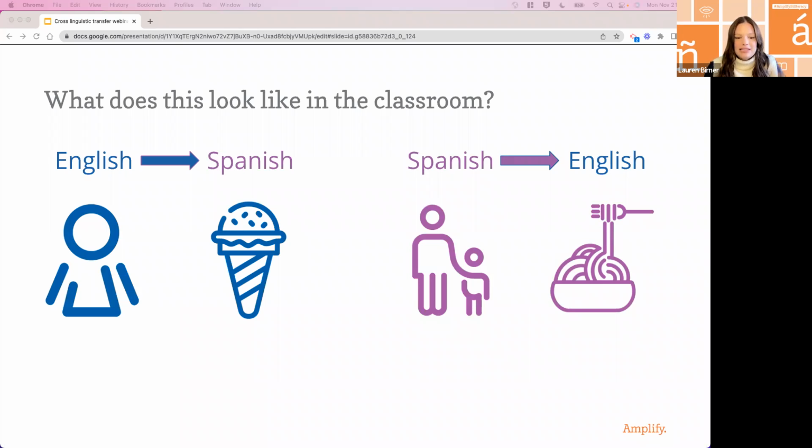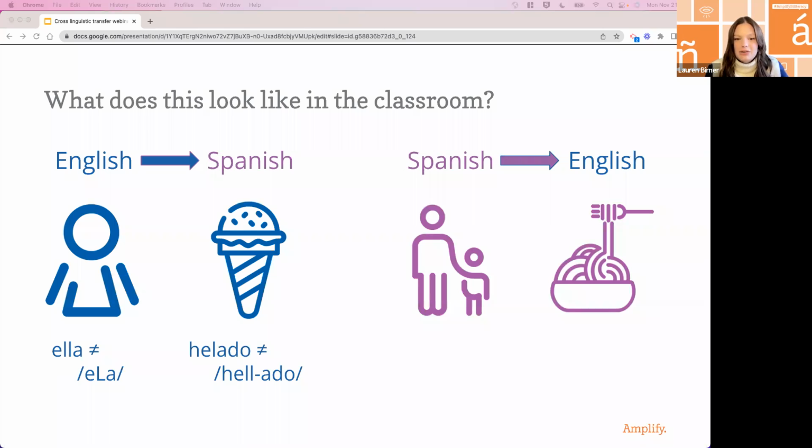So thinking about what this looks like in our classroom, I'd love to hear some examples in the chat as I share these couple of examples with you all. So when students are learning sound-letter correspondence from English to Spanish or Spanish to English, there are some very common errors that we're likely to see with the 8% of letters and sounds that don't have a direct correlation. So for example, an English speaker learning Spanish is likely to mispronounce ella when they first encounter it in Spanish.